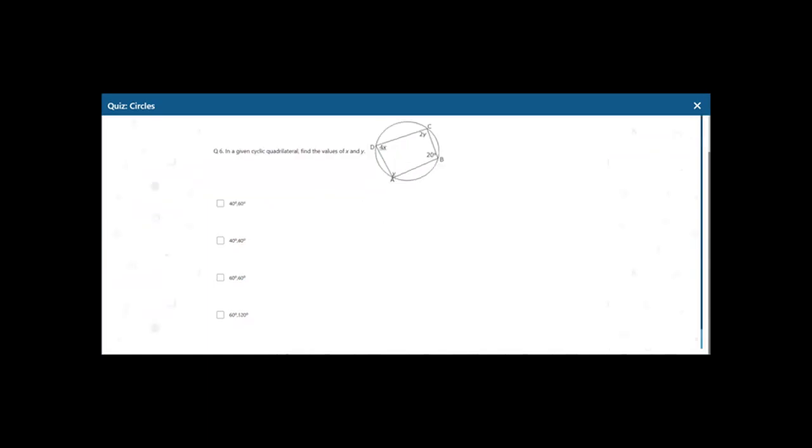Question number 6 for Farhan. You have to find the values of X and Y. Ma'am, 40, ma'am. X equals 40, ma'am. Y equals 60, ma'am. Option 1. That's correct.